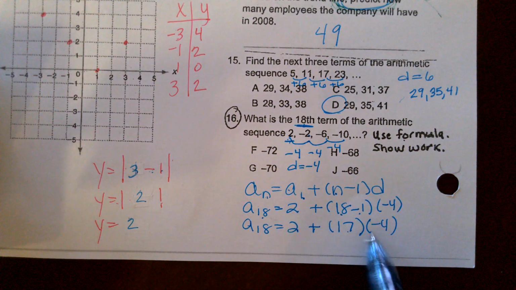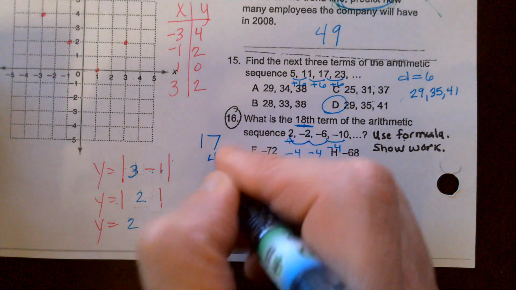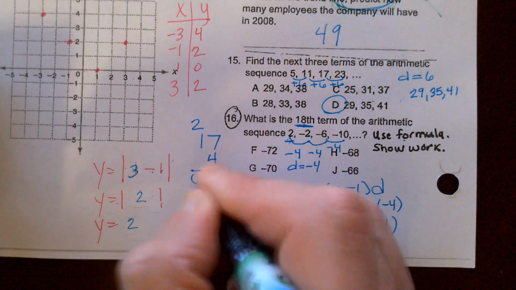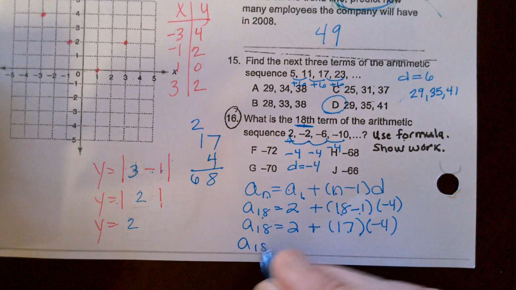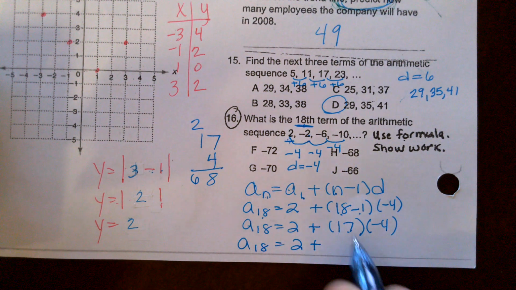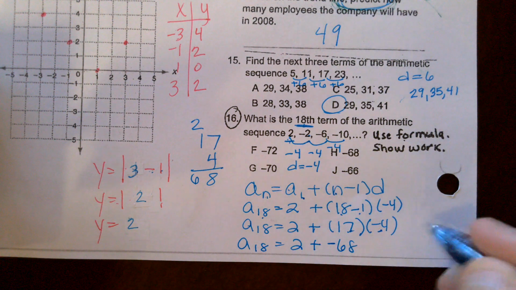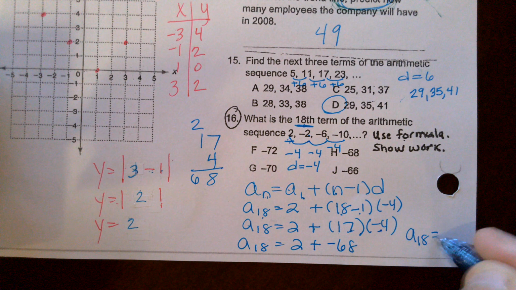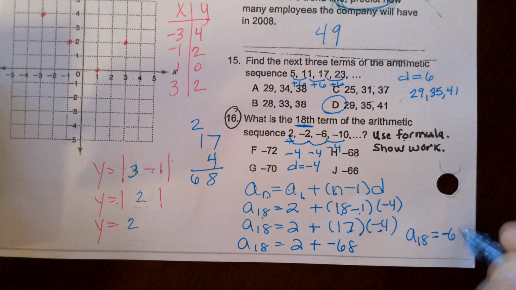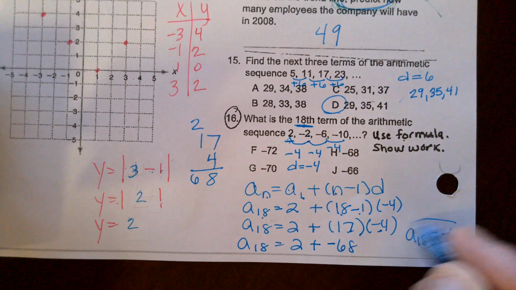So I got to go off and do this multiplication. 17 times 4, 68. So A sub 18 equals 2 plus a negative 68. So A sub 18 is equal to a negative 66.